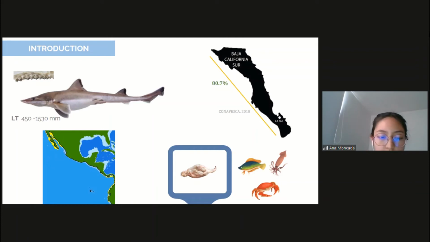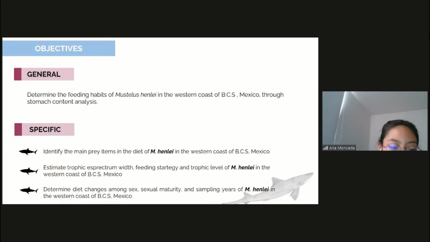Okay, perfect. This species is one of the most dominantly caught in artisanal fisheries, and it's of great ecological and economical importance. Previous studies have reported its diet to be composed mainly of fish, cephalopods, and crustaceans, but this information must be updated. Knowing the trophodynamics of this species is highly relevant, so this study aims to determine the feeding habits of Mustelus henlei. For this, we need to identify the main prey items in the diet, estimate trophic spectrum width, feeding strategy, and trophic level, and determine diet changes among sex, sexual maturity, and sampling years.